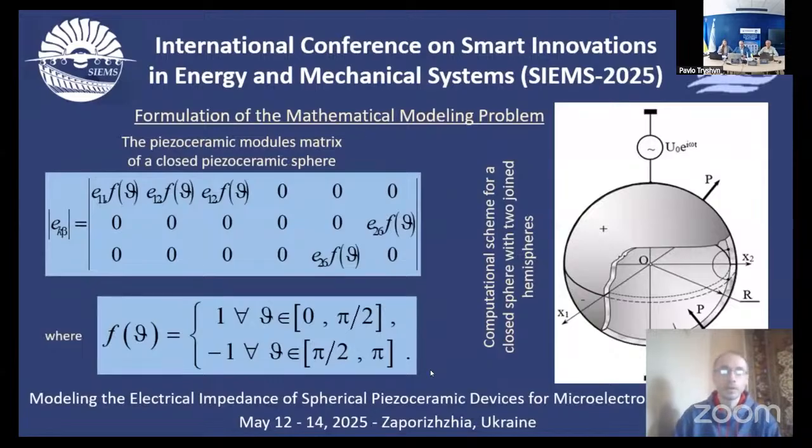A closed piezoceramic shell consists of two hemispheres connected by glue. Both hemispheres are made of PZT19 piezoceramic, but are polarized in opposite directions. In the figure, the polarization directions are indicated by bold arrows with the symbol P. We agree that the direction of polarization of the upper hemisphere is positive.